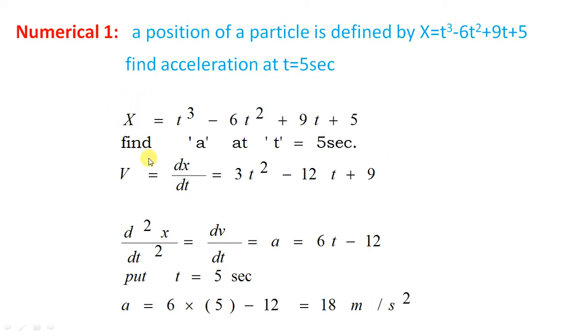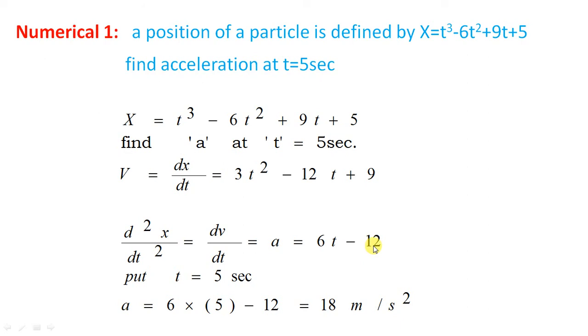So x is given. From that find out the equation of velocity, dx by dt. Differentiate this equation with respect to t. So that is 3t square minus 12t plus 9. Now the velocity equation is known to us. From that we have to find out the acceleration equation. Acceleration is nothing but a is equal to dv by dt. So a is equal to 6t minus 12.